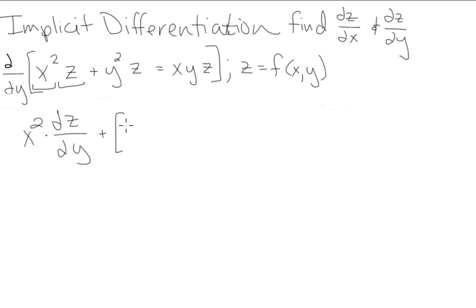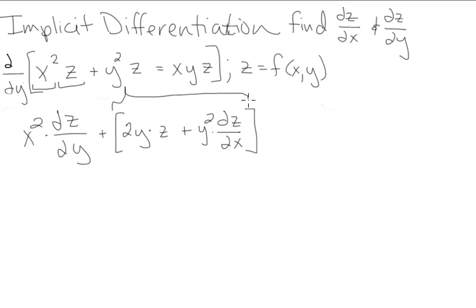For the product rule, I take the derivative of the first term times the second term unchanged plus the first term unchanged times the derivative of the second term. I don't know what it is, so I just write it dz dx. So both of these together are the derivative of the second term.